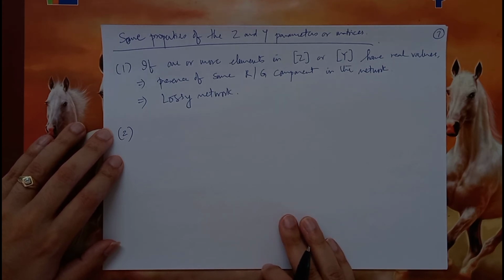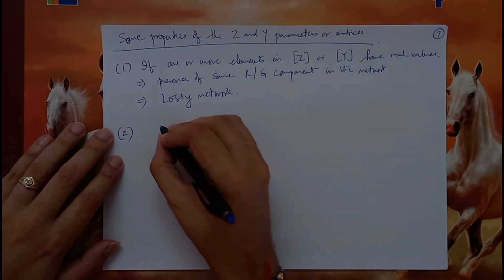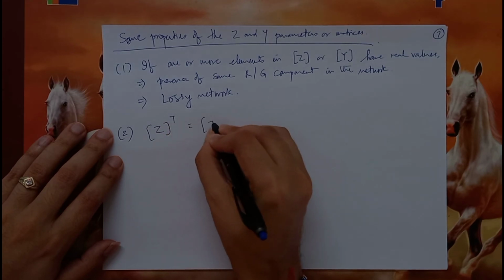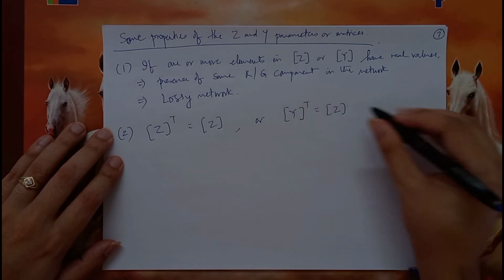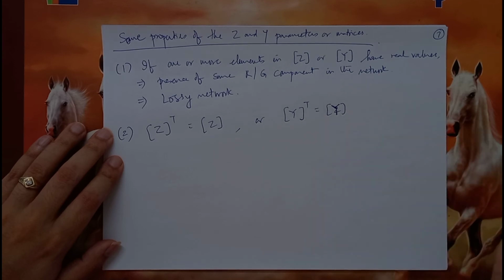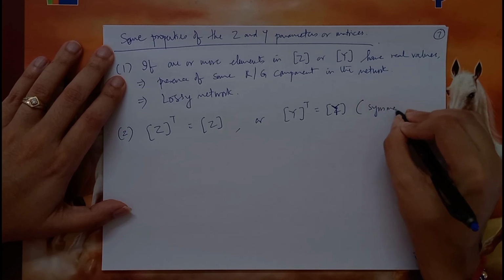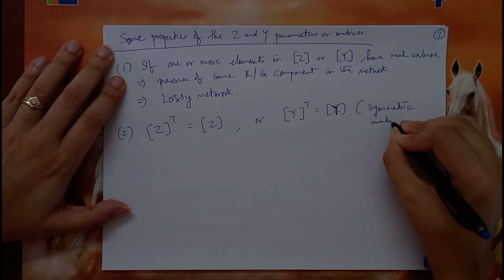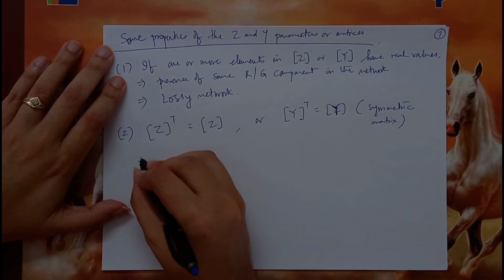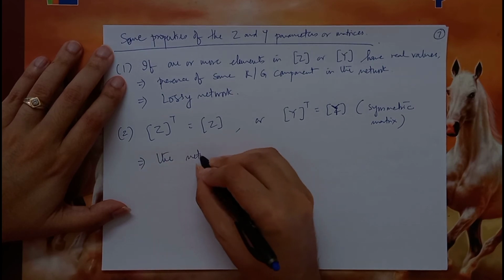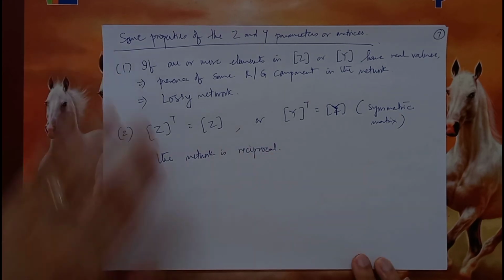Now, if these Z or Y matrices are symmetric matrices, that means if the transpose of the matrix is equal to itself, if the transpose of this matrix is equal to the original matrix, that means the network is a reciprocal network.